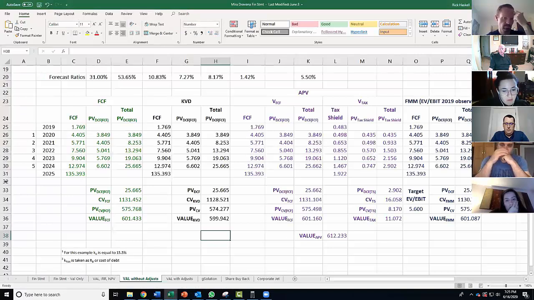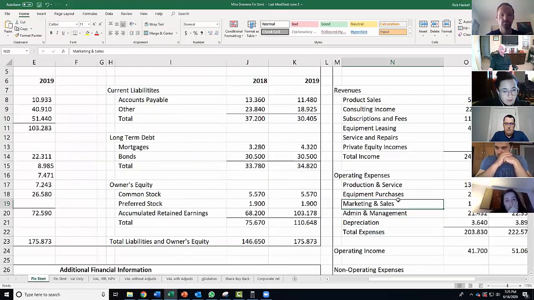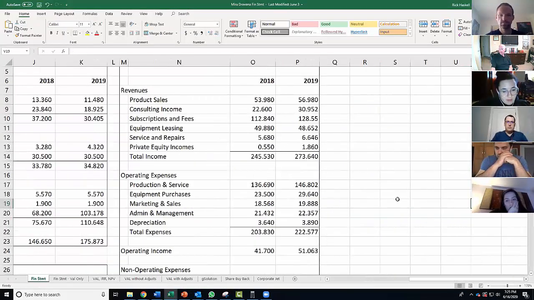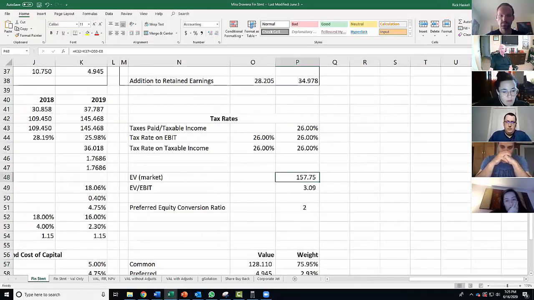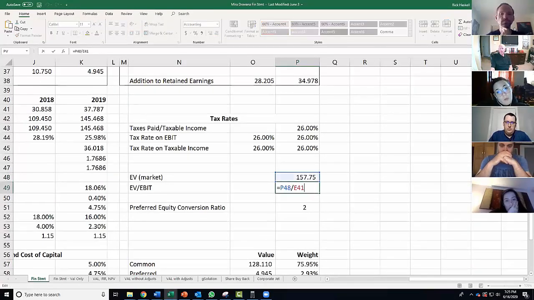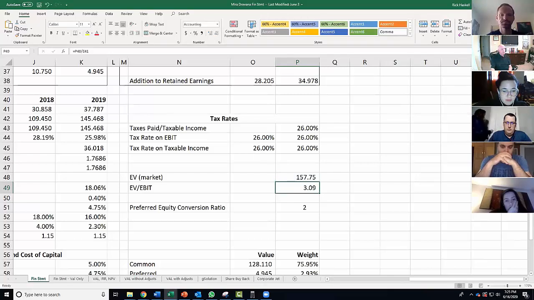So let's go to Mira Dravana. And remember that when we went to Mira Dravana, we came up with an enterprise value. And then we went and divided that enterprise value by EBIT to give us an EV divided by EBIT number. Well, that EV EBIT number is a valuation multiple. In fact, it's usually referred to as an EBIT multiple. You don't refer to it as an EV EBIT multiple. It's an EBIT multiple or a sales multiple or an FCF multiple.